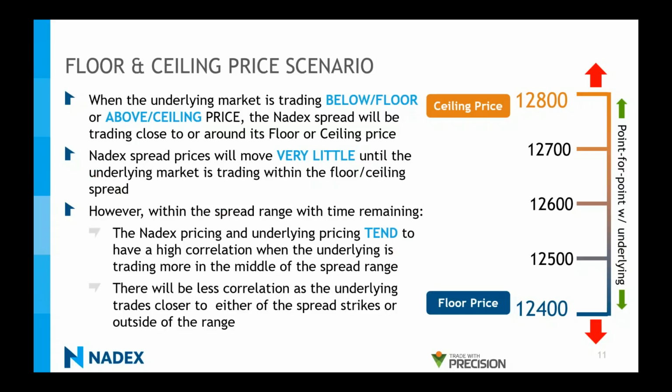So we are trading outside of the range. Our market is trading at 13,000 points right now. That spread price won't move. So it will move very little until the underlying market is trading within that range. And then it pretty much mirrors the price move of the underlying. However, within the spread range with time remaining, the Nadex pricing and underlying price tend to have a high correlation. When the underlying is trading more in the middle of the spread range, there will be less correlation as the underlying trades closer to either of the spread strikes or outside of the range.